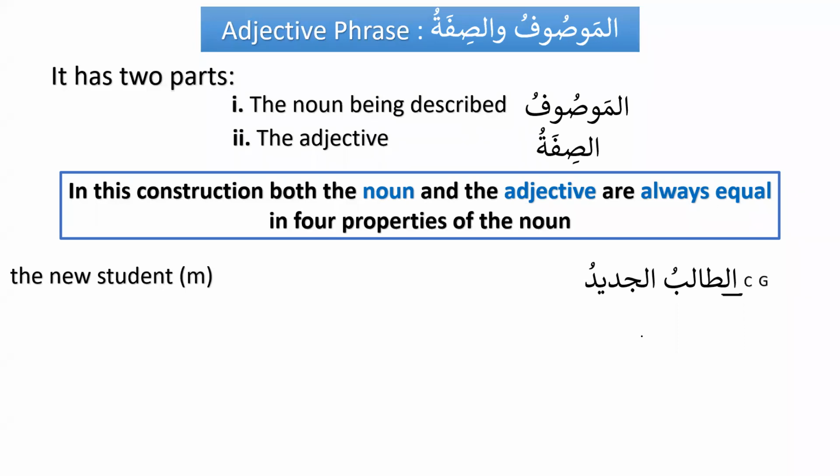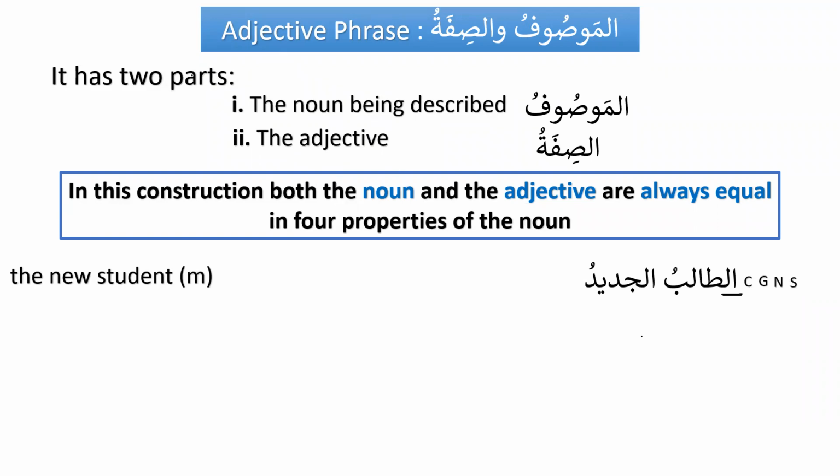Then we have to look for the number, is this singular or plural or dual? And we can see that it's just one student, so that's why we will say it is singular. And the last one is the status, which is it marfu, mansub, or majroor? So we can see over here it has dhamma, and that means it is marfu. So whenever you look at these four properties of the noun, C, G, N, and S, and when you see that both of the nouns that are together, the first one is a noun and the second one is an adjective, if they are equal in four properties of the noun, that means it is an adjective phrase, which is basically mawsuf and sifa.